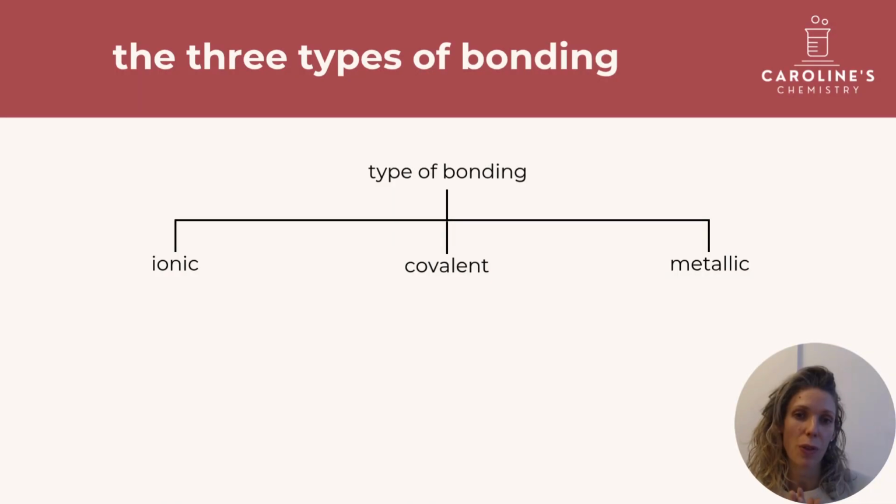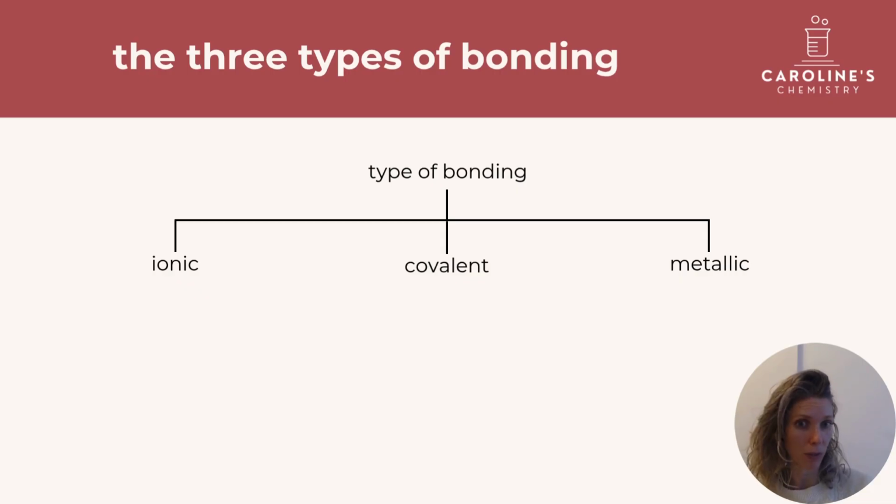Let's dive in. So let's start with what the three types of bonding are. Now let's get super clear about the 5 structure types and the 3 types of bonding. We have 5 structure types: simple molecular, giant covalent, ionic, metallic, and monatomic. That's in a separate video. Go check that out. The 3 types of bonding are ionic, covalent, and metallic. And we're going to dive into what each one of those means and what affects the strength of each of those types of bonds.